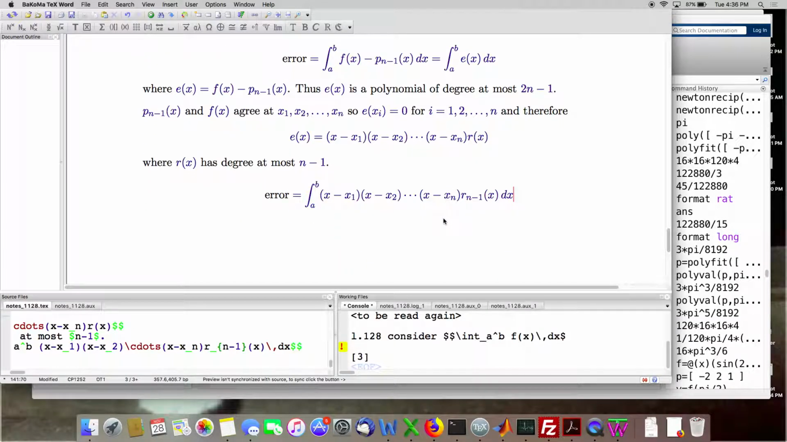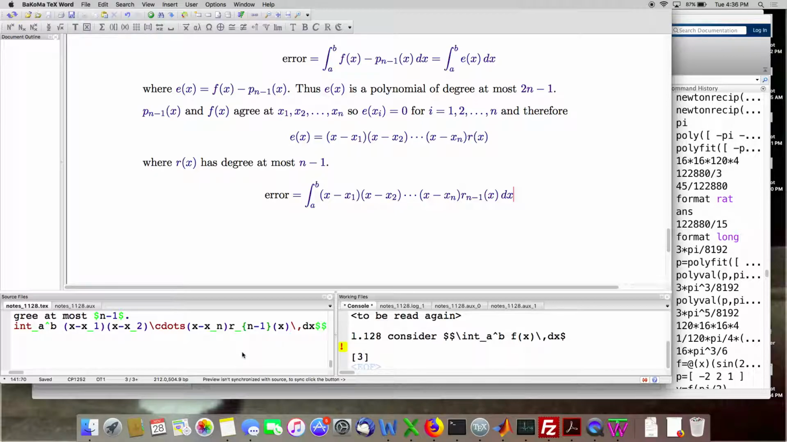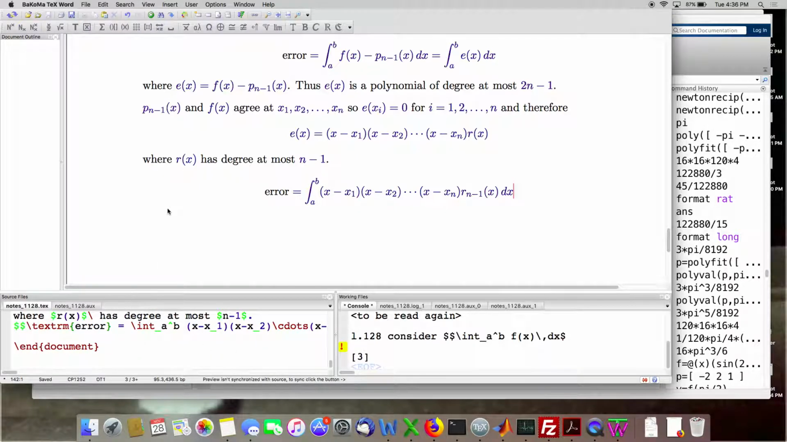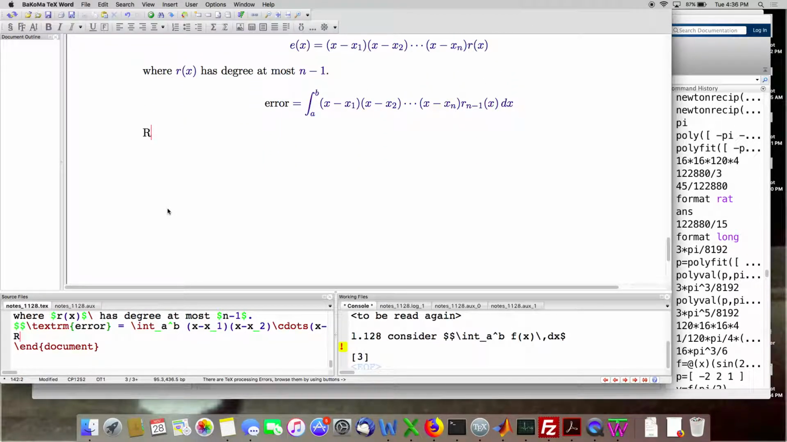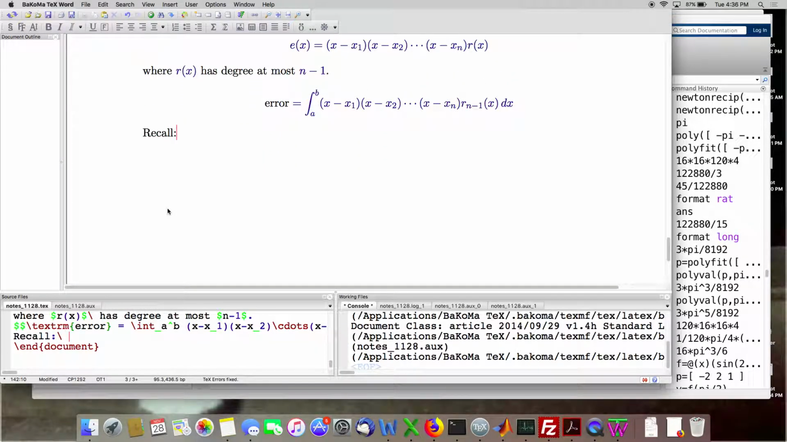Okay. Now, what I want to do is find these nodes, x1, x2 up to xn, that I've not yet chosen, so that this whole thing, this integral, will turn out to be 0. And for that, I need to step back to a concept that you would have seen in Cal 3. And I know you're probably going to be hard-pressed to recall this unless you've just recently taken Cal 3.